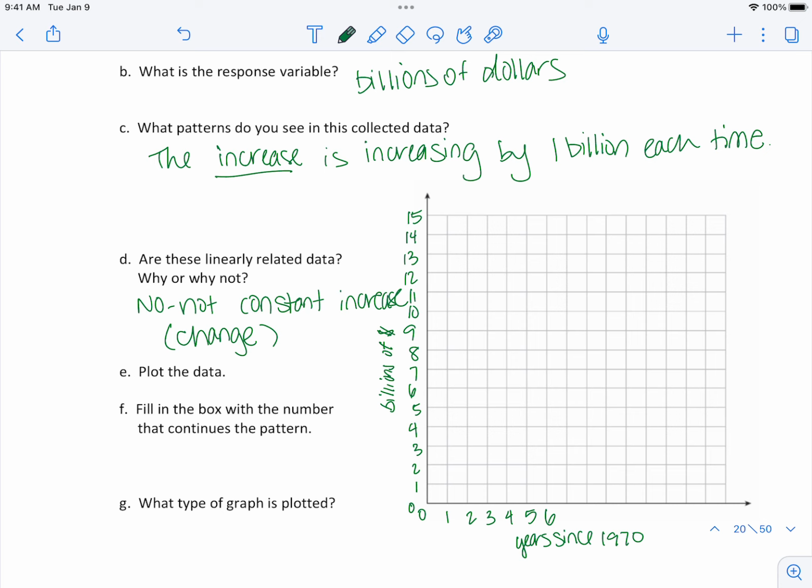All right, so we have the point 0, 1. Then we have 1, 1.5. We have the point 2, 3. We have the point 3, 5.5. We have the point 4, 9. 5 is at 13.5.